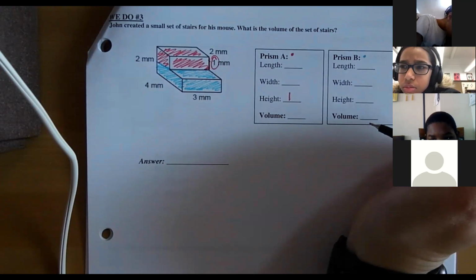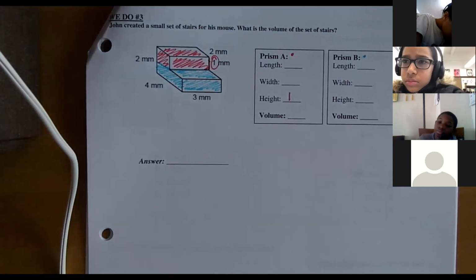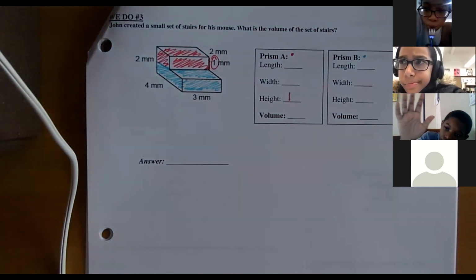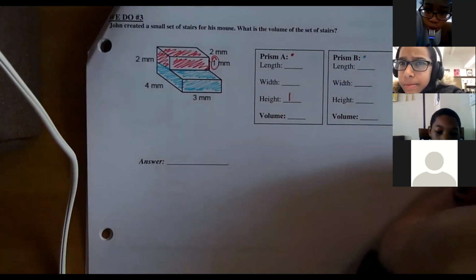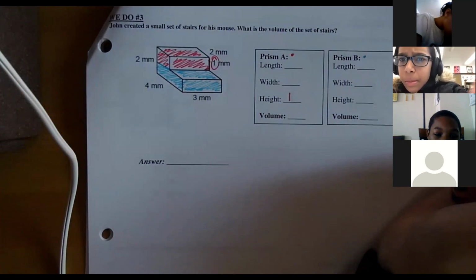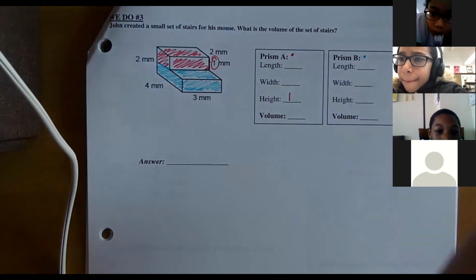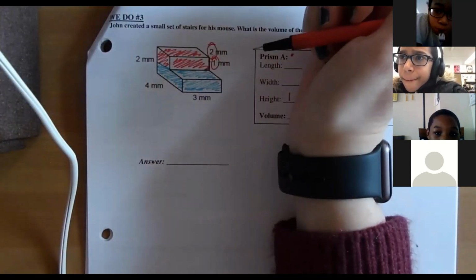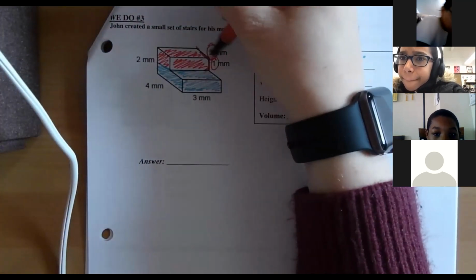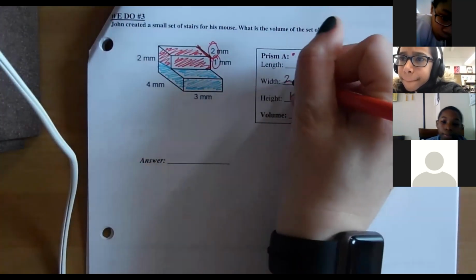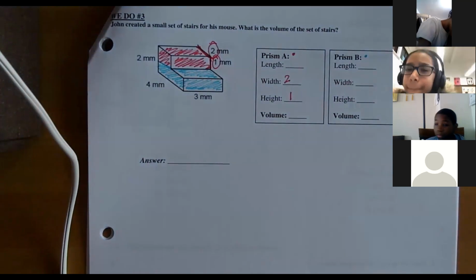What is another dimension we know for sure? Lasana? The width, which is 2. How did you know? Because of where the red part is. Exactly. The width is 2. Great. Does it give us the length anywhere?